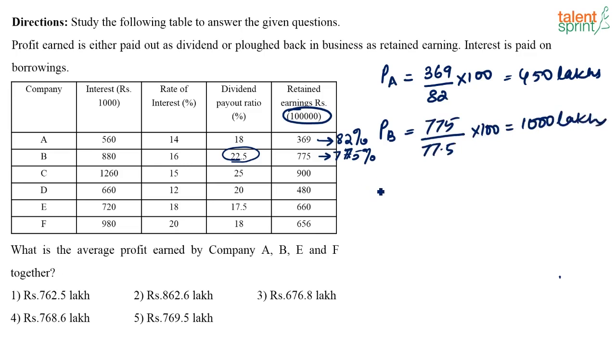Now, next, which company? Company E. If you look at company E, 17.5% is paid out as dividend. So the 660 is how many percentage?